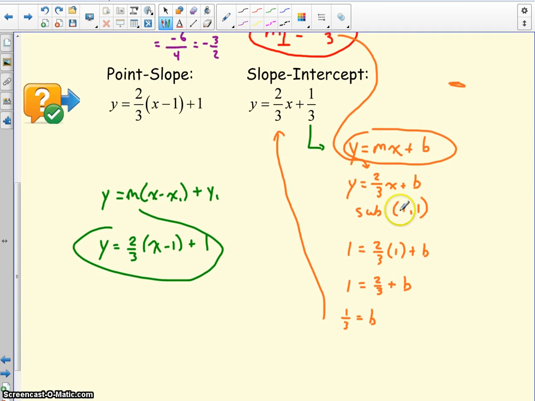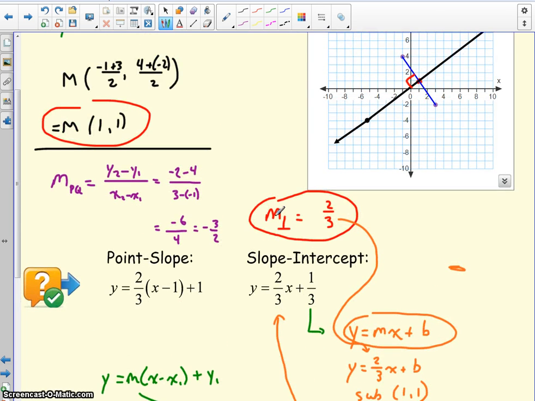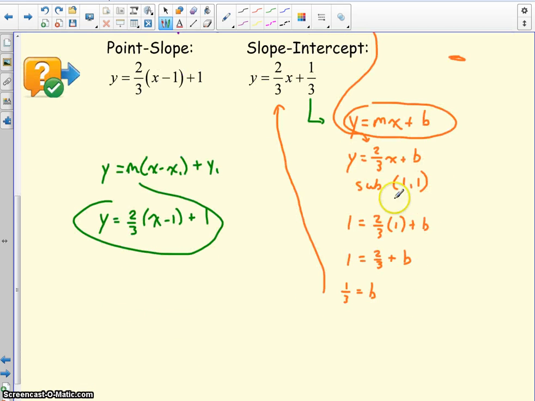And then we'd have to sub in a point that we knew from the graph. So the only point we know right now is the midpoint at (1, 1). So I sub that in for x and y, and I have to solve the equation for b. So I wind up with a b of 1/3. Once I have that, I have my slope, my y-intercept, I can write my equation out.